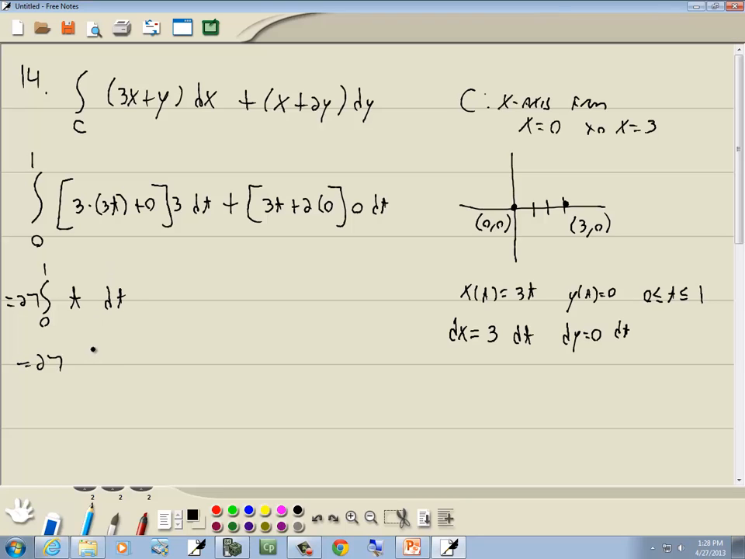So then, that becomes 1/2 t squared from 0 to 1. Take the 1/2, put it out in front, so we got 27 halves. Plug 1 in for t, you got 1 squared minus, plug 0 in for t, which ends up giving us 27 halves. And that's our answer. Now, some of the problems in the book are set up such that you have to do the smooth parameterization, like we did early on in this video.